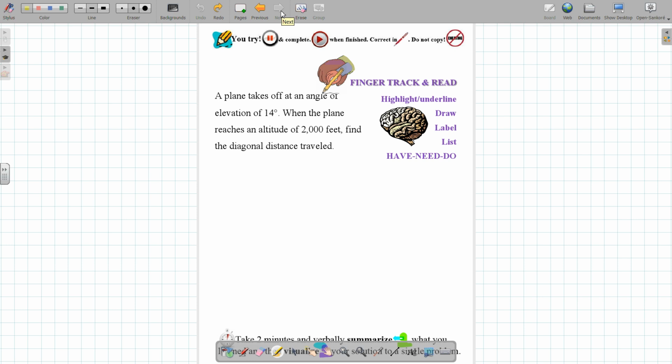This last page, you're going to do completely, wholly on your own. Draw, label, list, cross out. Have me do. Restart the video when you're done. Pause.